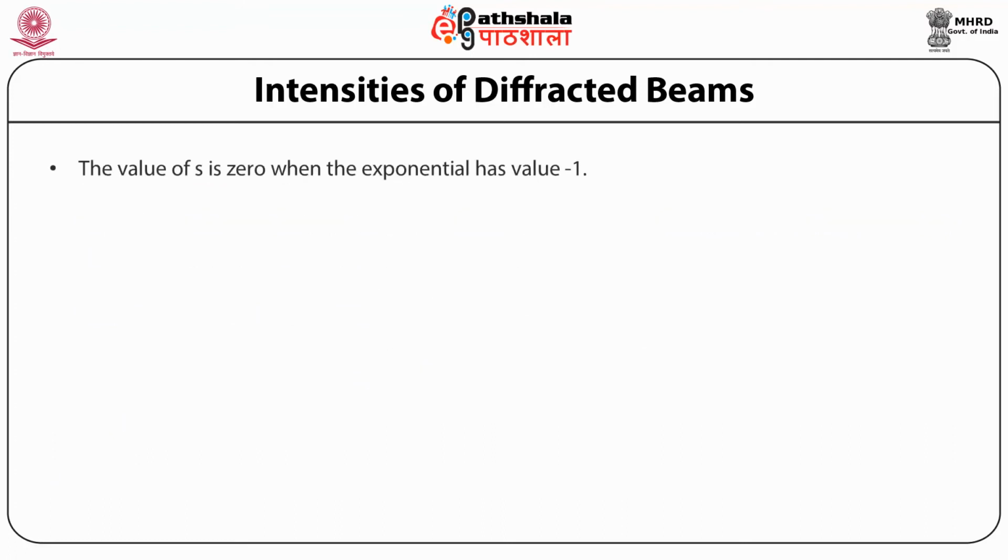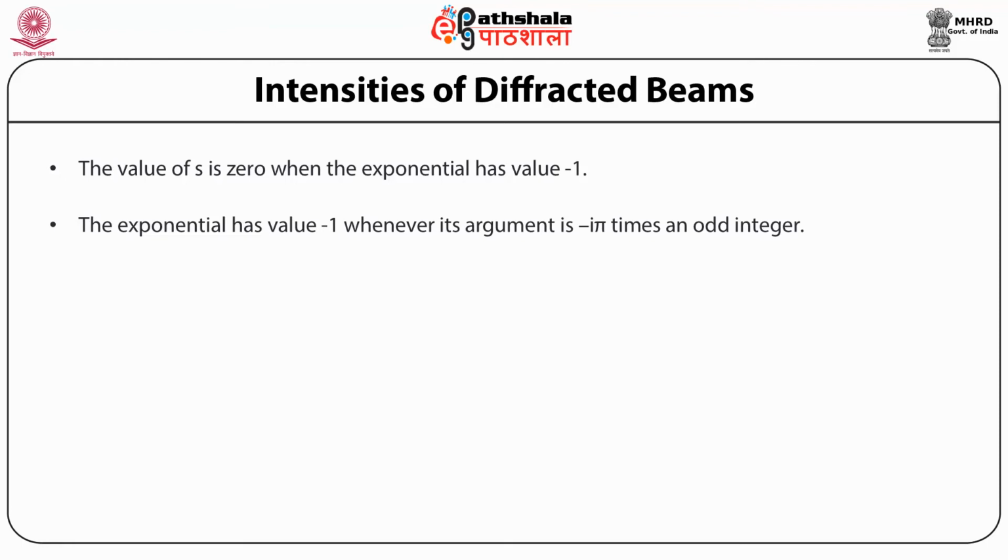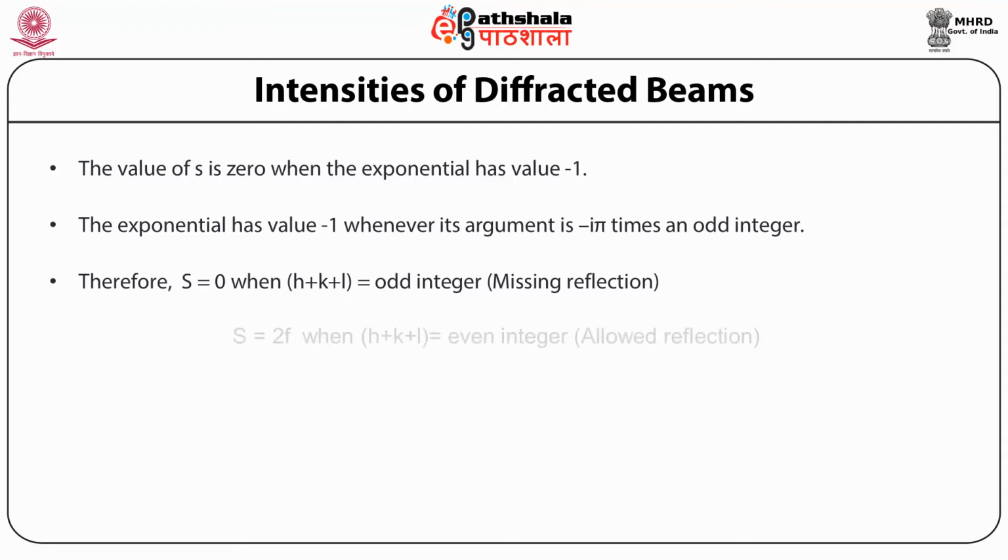The value of S is 0 when the exponential has value minus 1. The exponential has value minus 1 whenever its argument is minus pi i times an odd integer. Therefore, S is equal to 0 when h plus k plus l is an odd integer, so there will be a missing reflection. S will be equal to twice F when h plus k plus l is an even integer, so it will be the case of an allowed reflection.